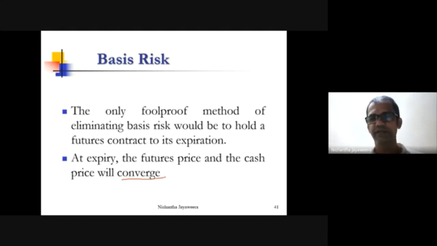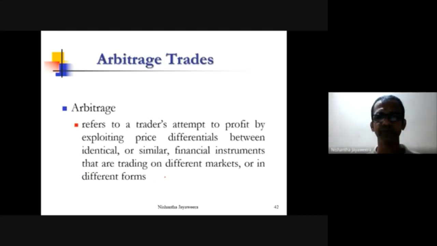We'll explain with an example towards the end how you calculate this and how you face this basis risk when you use futures transactions to hedge your position. Then we move into arbitrage trades. What is an arbitrage trade? We discuss arbitrage trades in foreign exchange markets. What does it mean, arbitrage trade?